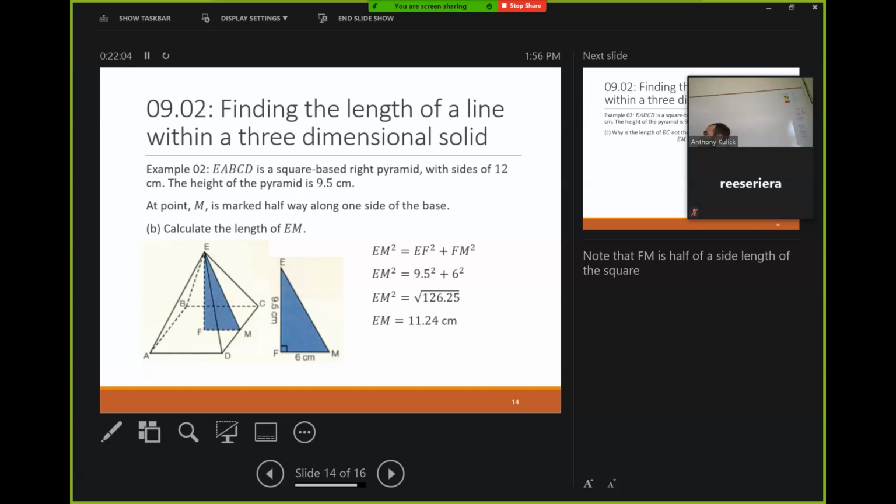Note that EM is shorter than EC, right? EC was 12 something. How do you know that that would have to be the case?